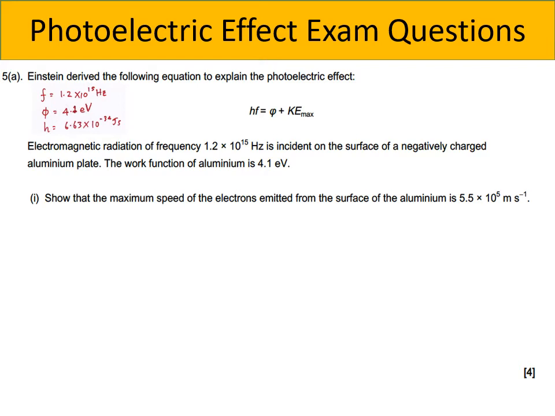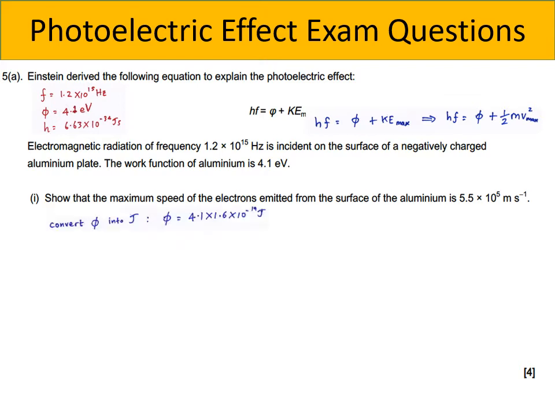F, the frequency, is equal to 1.2 times 10 to the power 15 hertz. The work function is equal to 4.1 electron volts. Planck's constant is equal to 6.63 times 10 to the power minus 34 joule seconds. So we have the photoelectric equation. I'm just replacing kinetic energy max with half mv squared in that equation.